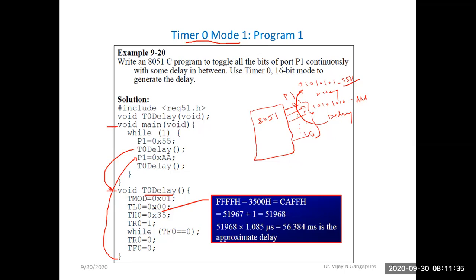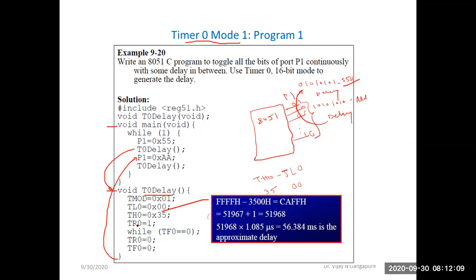Then TL0 = 0x00 means I am loading a count in TL. So TL0 and TH0, the timer registers of timer 0, will be used. In TL0 I am loading 00, and in TH0 I am loading 35. Okay, so by using these two instructions I am loading the initial count in TL0 and TH0, and that is 3500. After that, TR0 is equal to 1.